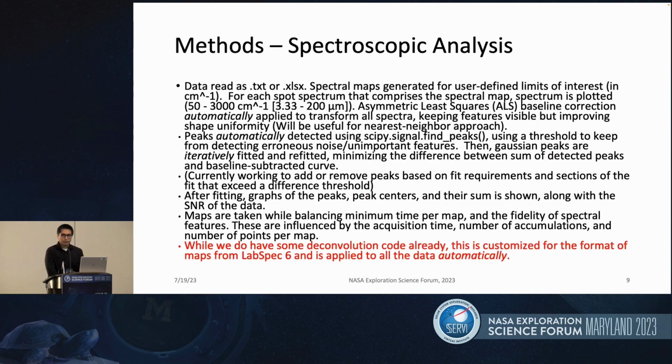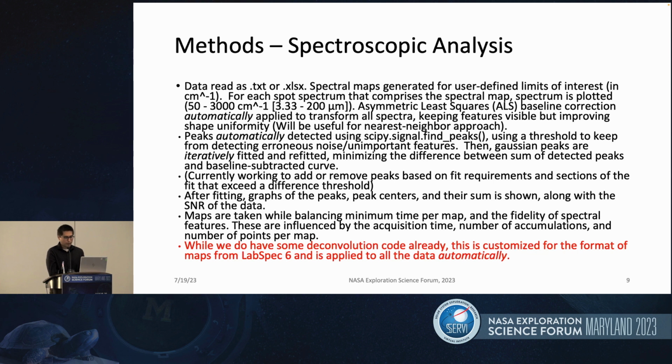As far as our spectroscopic analyses, data is exported in a text format and is used to generate spectral maps for defined limits of interest, in this case within a range from 50 to 3,000 inverse centimeters. Each spectrum undergoes asymmetric least squares, or ALS, baseline correction, and this automatic process intends to retain feature visibility while enhancing the uniformity of shapes between each point spectra.